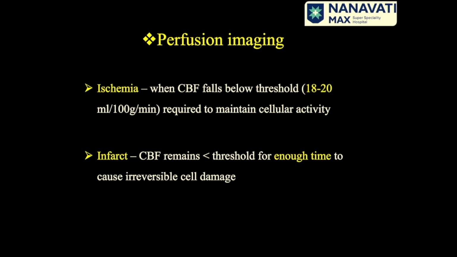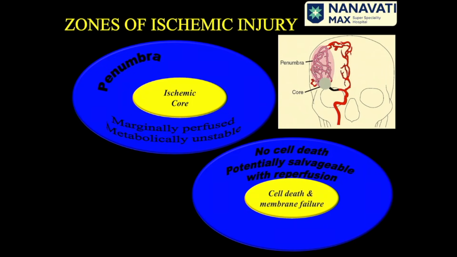Ischemia is defined in the brain when cerebral blood flow drops below 18 to 20 cc of blood flowing through 100 grams of brain per minute, because that is the minimum required to maintain basic cellular activity in the gray and white matter. When it drops below this and remains there for between 4 and 8 minutes, you get infarct, which is permanent damage to the brain parenchyma.